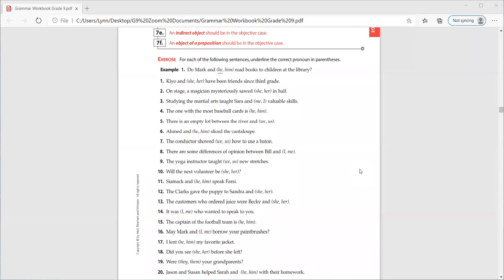Will the next volunteer be she? Okay. Continue, please. Simak and he speak Farsi. Correct. The clerks gave the puppy to Sandra and she. Go back to 12. Leave out Sandra. The clerks gave the puppy to her. Yes, correct. Okay. The customers who ordered juice were Becky and she.